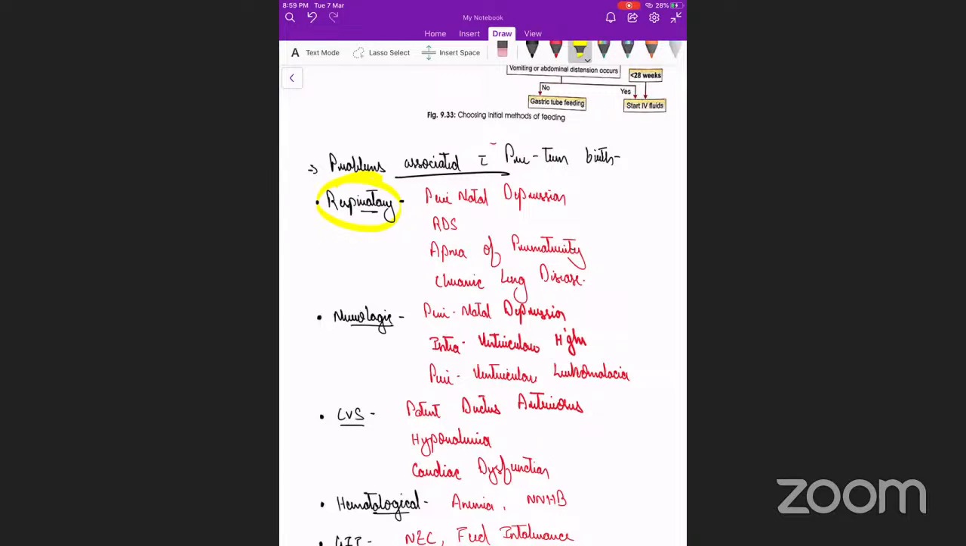Respiratory distress of newborn can be present. Apnea of prematurity can be present. And due to all these problems, the baby might be at risk of developing chronic lung disease or bronchopulmonary dysplasia at a later stage. Okay.